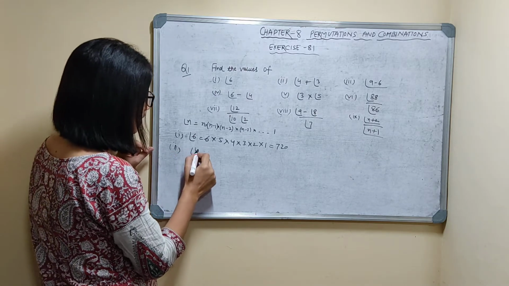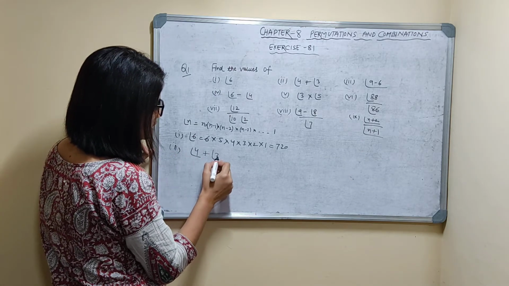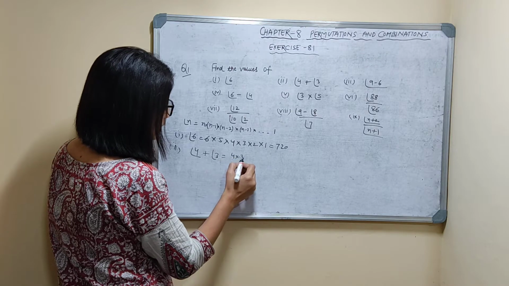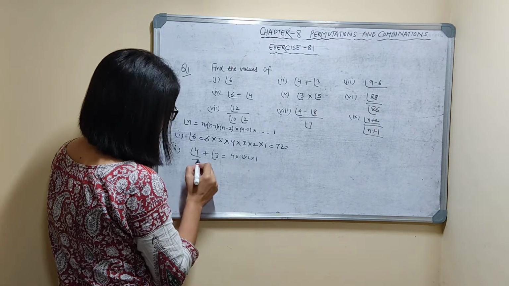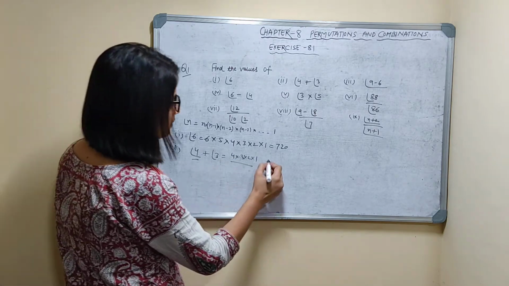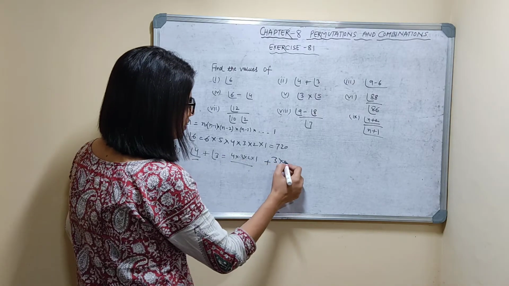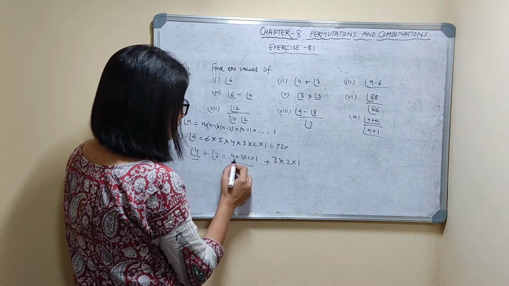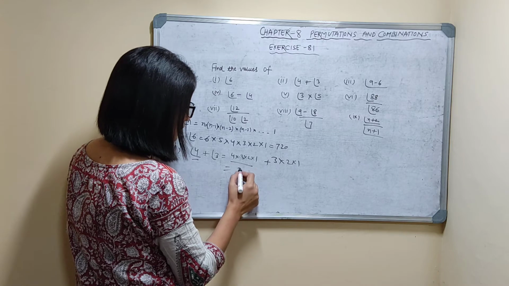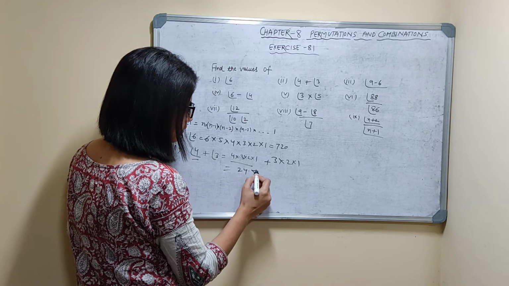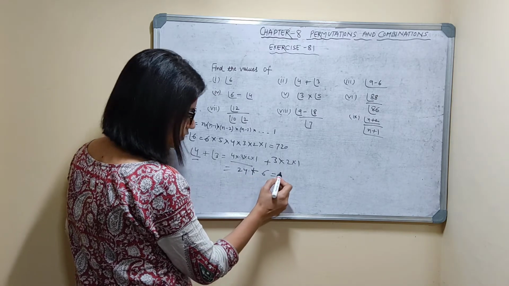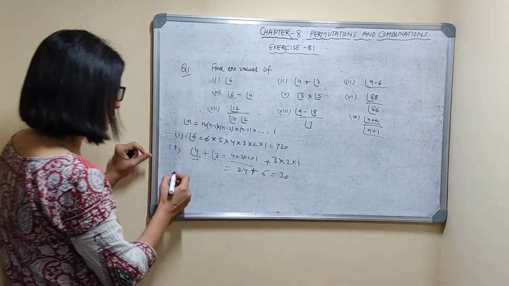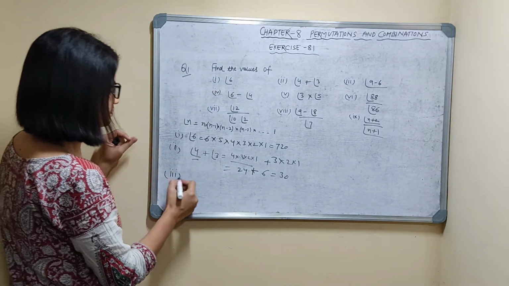Part 2. You can see factorial 4 plus factorial 3. I can write 4 into 3 into 2 into 1 plus factorial 3, I can write 3 into 2 into 1. 4 3s are 12, 12 2s are 24, plus 6. How much is that? 30. Answer is 30.